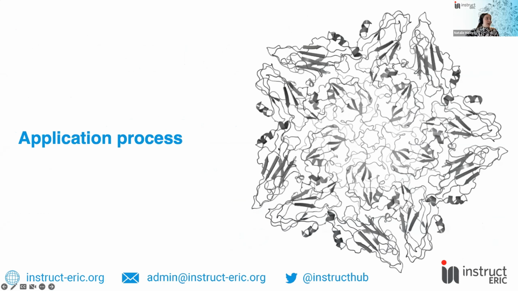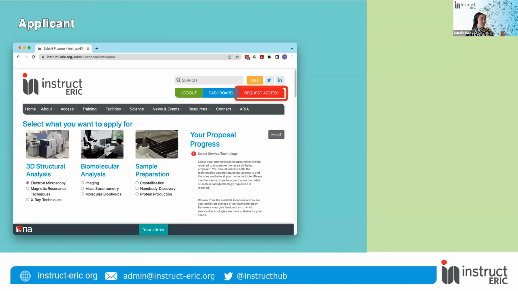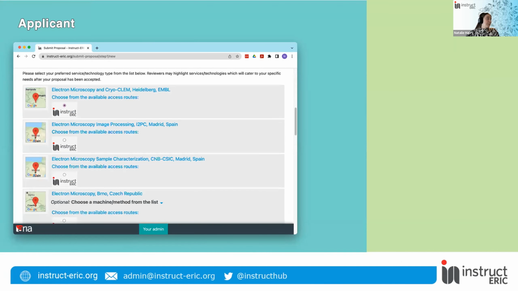So I'm going to start with the application process, and I'm going to use the Instruct access route as an example, but some of you here aren't from Instruct. You'll have an equivalent in your own infrastructure or facility if you're using the access management functionality. So you'll have a catalog page. In Instruct, it looks a bit like this, from which the user is able to pick the services that they're interested in applying for. So they've selected electron microscopy in this case, and they've selected a particular electron microscopy service that they'd like to use.